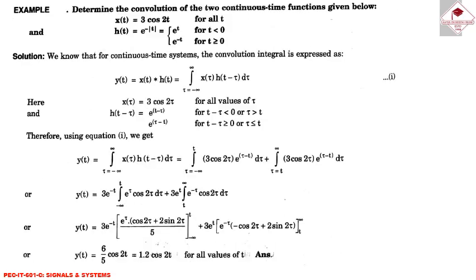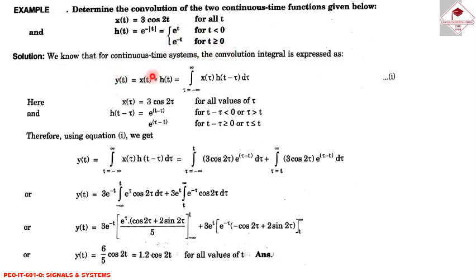Another question: determine the convolution of two continuous time functions, given as x(t) = 3 cos 2t for all t, and h(t) = e^(-|t|), that is, e^t for t less than 0, and e^(-t) for t greater than or equal to 0.